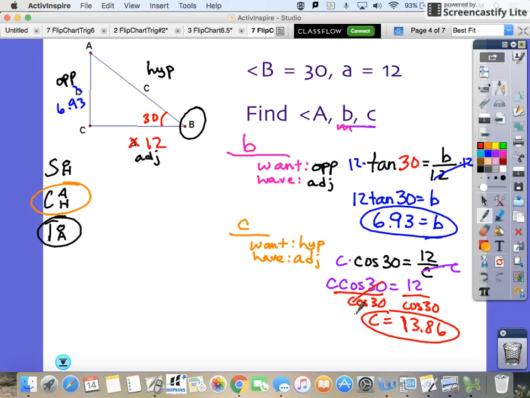And then the missing angle is pretty easy. We just go 180 minus 90 from this one, minus 30, and that'll give us 60 degrees. So angle A is 60 degrees.